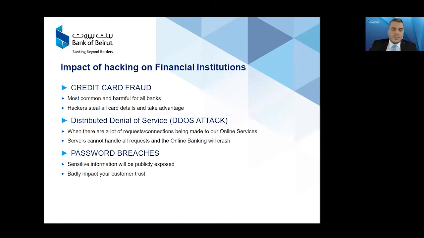So what are the impact of the hacking? The first thing is the credit fraud. So credit fraud, these are the most common and the most critical and harmful for all banks. And hackers, they steal, as we know, the card details.